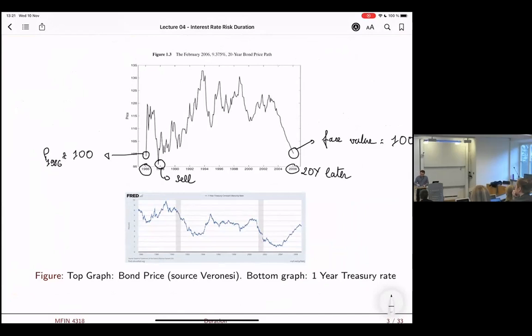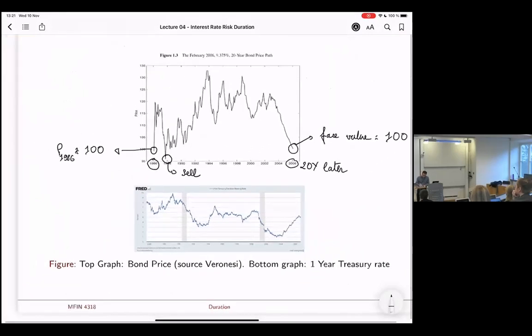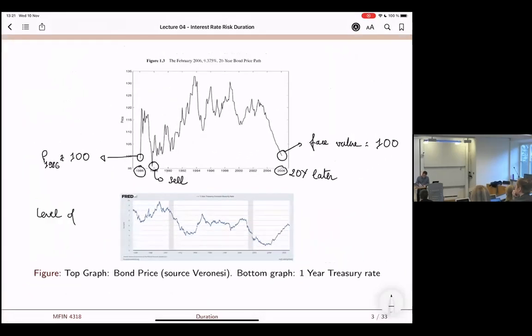Now here, what I'm trying to proxy is just the level of rates, right? You can think of assuming that the yield curve is flat, so the 1-year rate at any point in time is also the 5-year rate, the 10-year rate, and the 20-year rate. So this is just a proxy for the level of rate. Okay, simple question. What kind of correlation do you see between the graph at the top, which is the price of the bond, and the graph at the bottom, which is the interest rate? Okay, easy question.